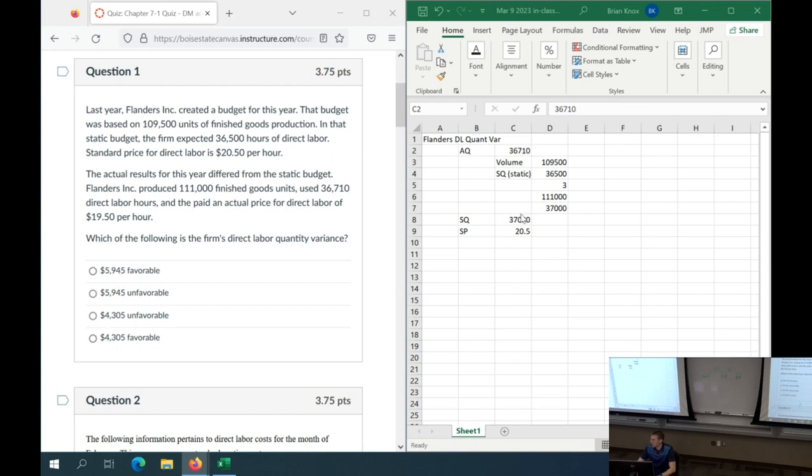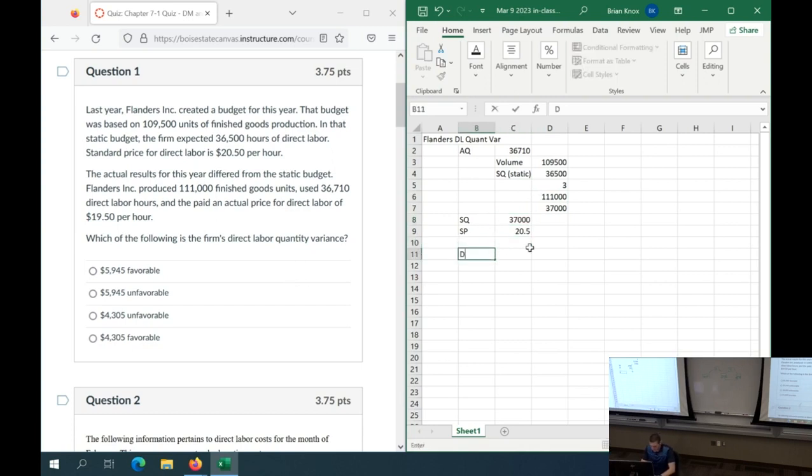I know it's favorable because the actual quantity is lower than the standard quantity. We use fewer hours to produce 111,000 finished goods units. We save some time somewhere. Okay, so let's do the actual math.